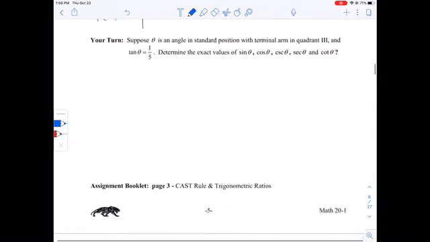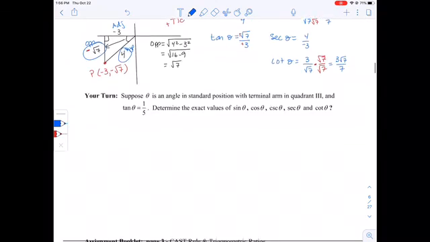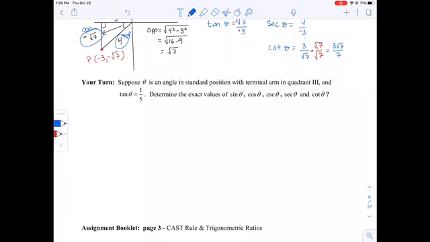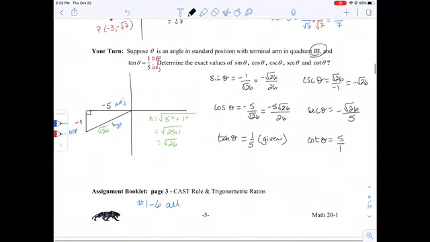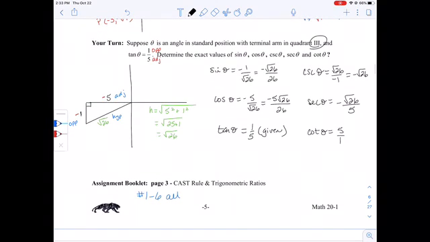I would recommend that you try the your turn and see if you can come up with those values. So pause the video and give that a try right now. Okay, so for this last example here, the your turn, you're given tan of theta is 1 over 5, and here are your 6 ratios, and I would recommend that you do questions 1 to 6 all. Okay, good luck.